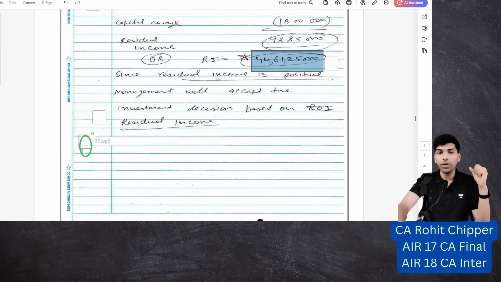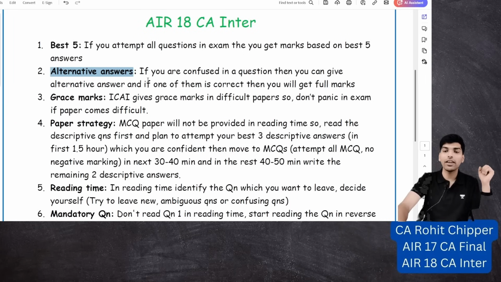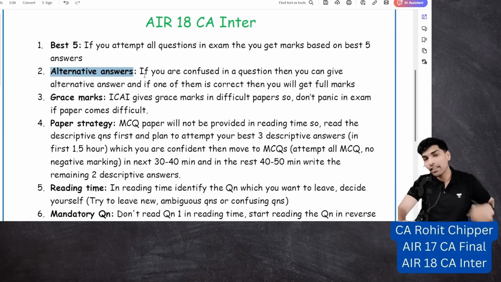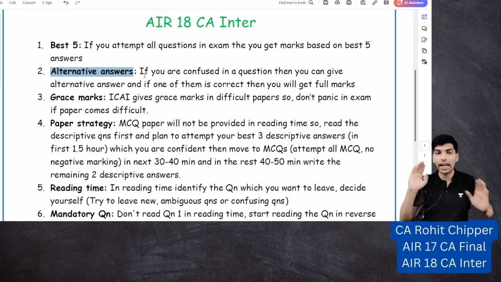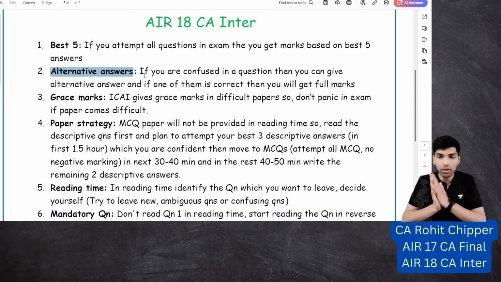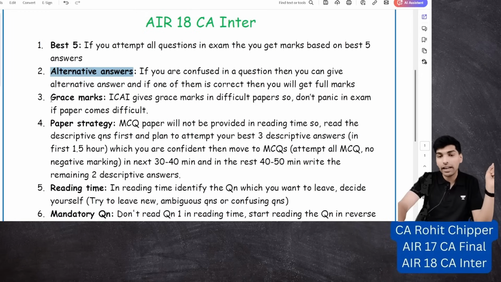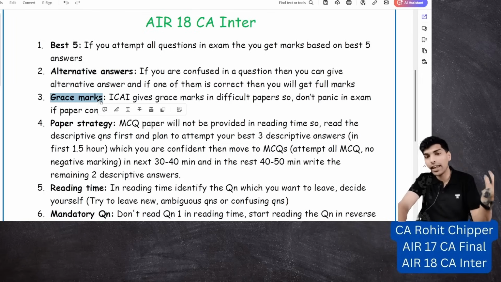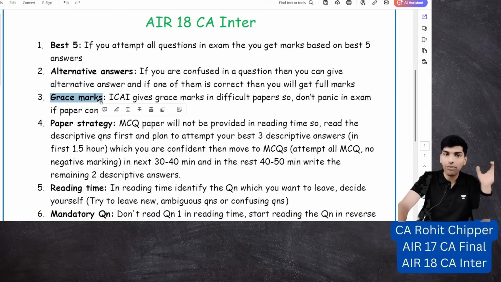So you can also follow this approach whenever you feel that there is some confusion and you can think of alternative answers. Do give the alternative answers, and if any one of them is correct, then you will get the full marks. Now let's move to the third part, which is grace marks. This is not so much a hack. This is just an FYI.